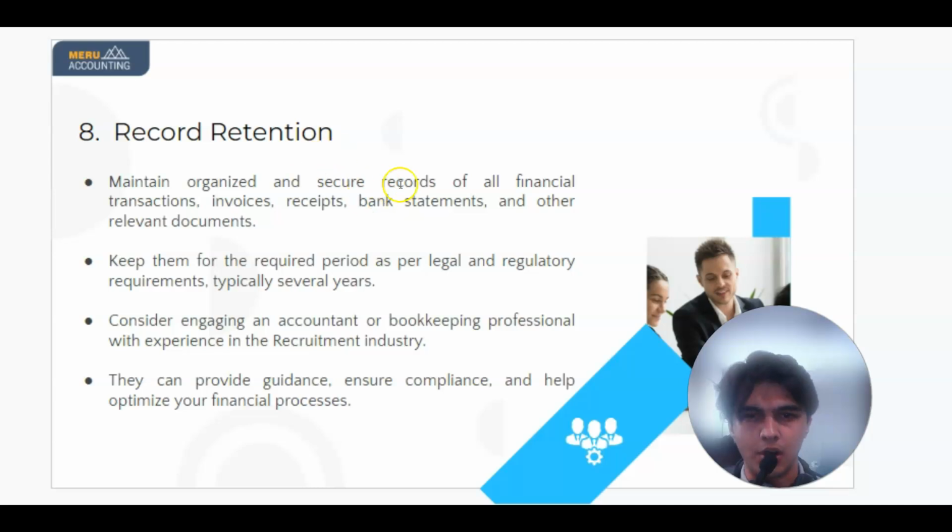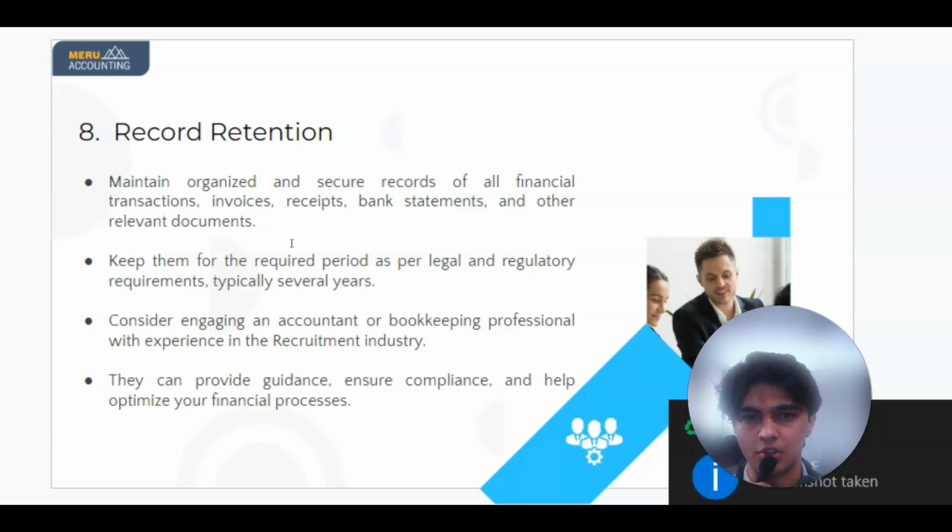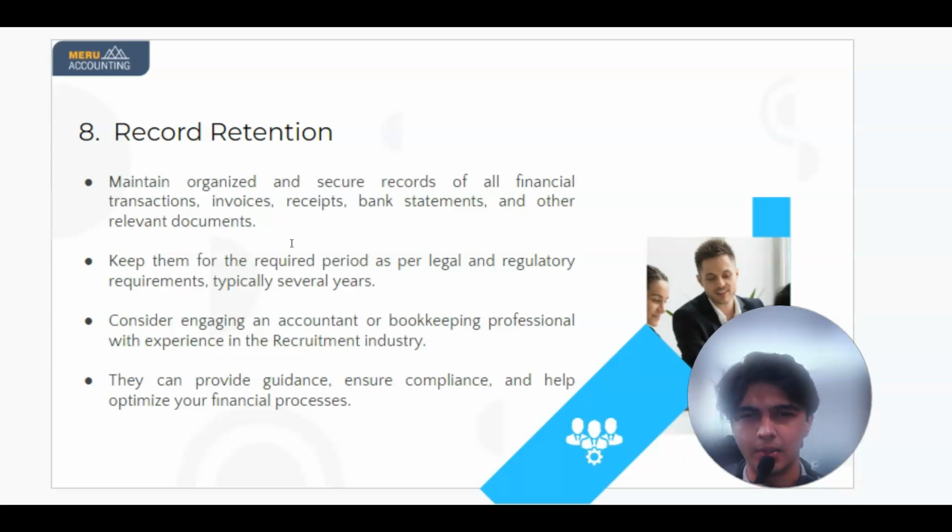Now, record retention. In record retention, you have to maintain organized and secured records for all the financial transactions, including your invoices, your receipts, your bank statements, or any other relevant document. Okay, and you have to keep them for the required period of time for legal and regulatory requirements. And then this can provide you guidance and ensure compliance, and will help you to optimize your financial processes.